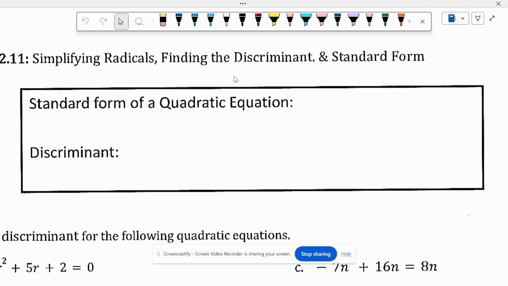When we want to solve a quadratic, we have to set it equal to what? 0. So we're going to start off with a 0. Then we're just going to plug in the standard form.